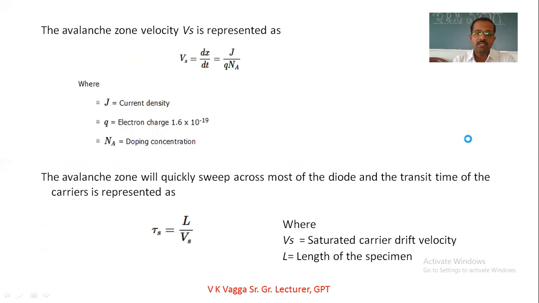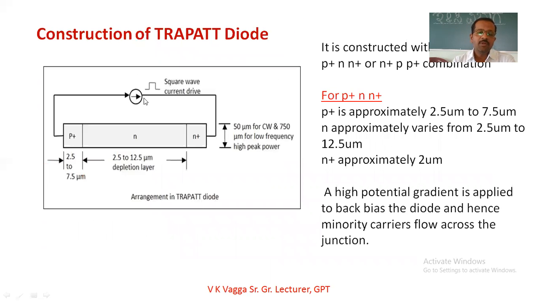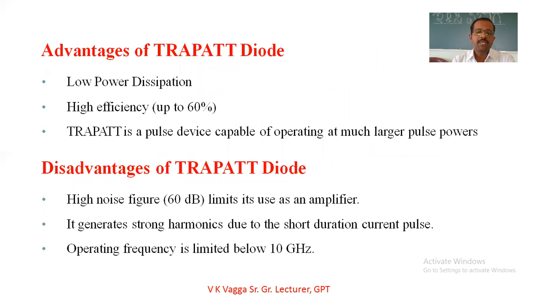And the TRAPATT is a pulse device capable of operating at much larger pulse powers. I think you have observed in the diagram, the DC is input with a square wave current. But in case of the IMPATT diode, the voltage applied is very high, 400 kilovolts per centimeter. But in this diode, it is operated with a single pulse. Okay, so its advantages: low power dissipation, efficiency up to 60%, and it is a pulse device capable of operating at much larger pulse powers.